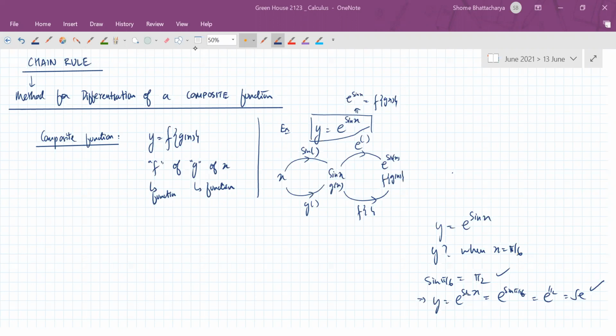So far we are only seeing the definition of composite function. This is not chain rule. Okay, we will come to chain rule next. First thing you have to understand is what a composite function is.